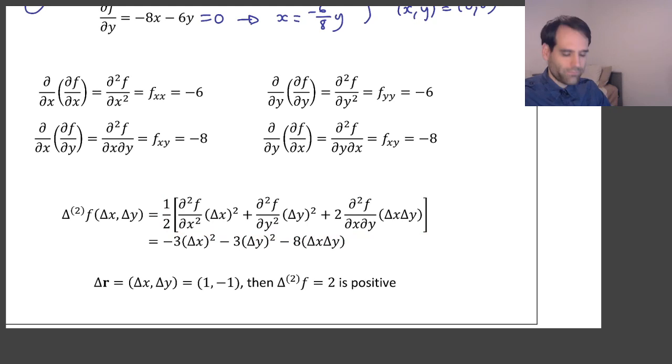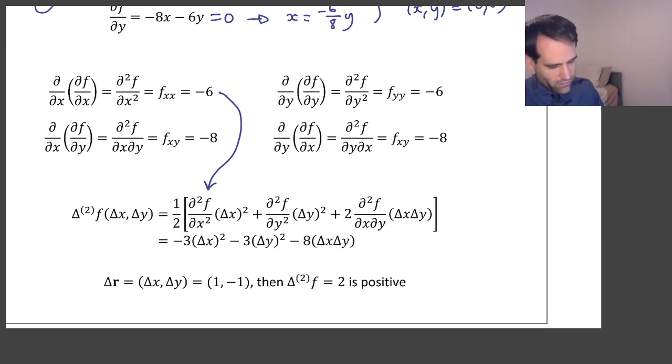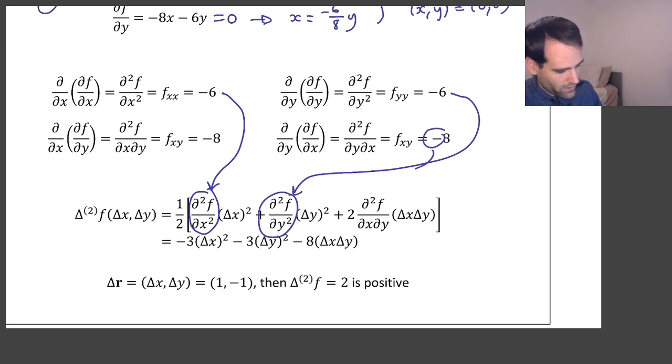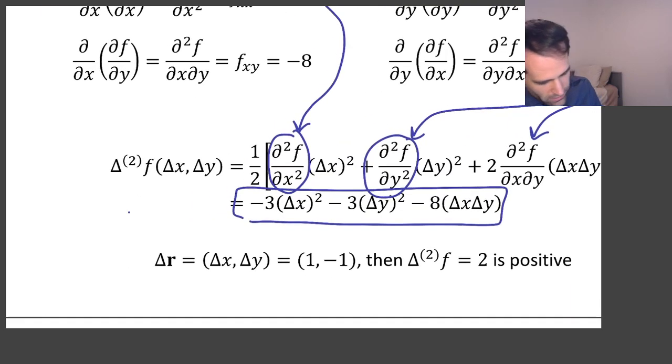So let's check that. I'm going to substitute each of the partial derivatives into its appropriate location. The second order partial derivative with respect to x is minus 6, so I substitute minus 6 here. Then the second order partial derivative with respect to y is also minus 6, so I substitute minus 6 here. And the mixed partial derivative is minus 8, so I substitute minus 8 here. And I arrive at this. Okay, so this is the equation for the second order correction.